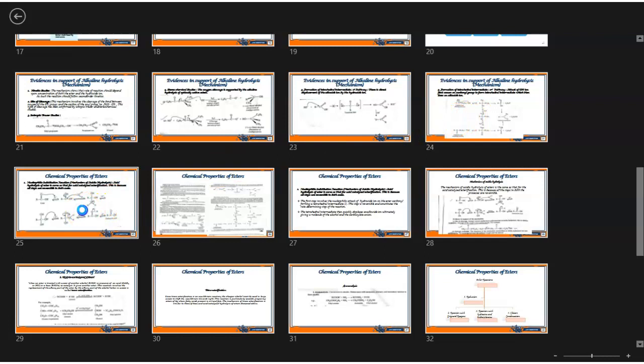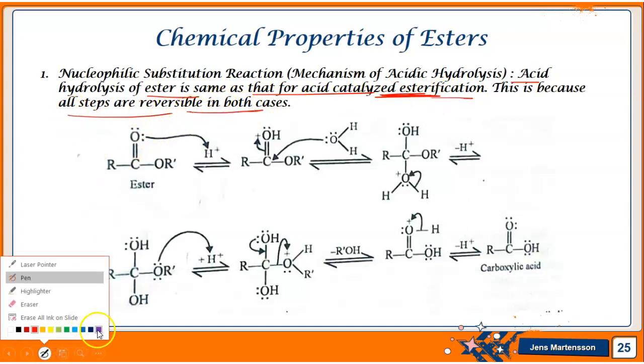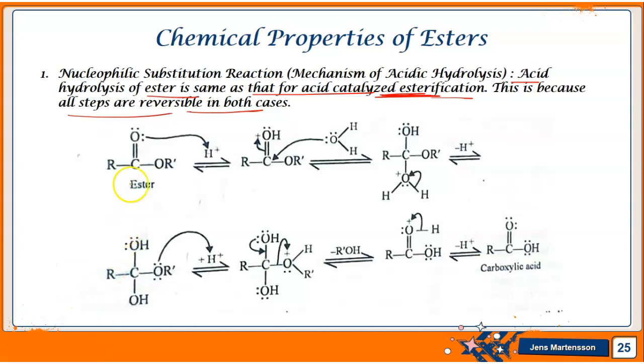Let's switch to the mechanism of acidic hydrolysis. See, acid hydrolysis of ester is exactly the same as that for acid catalyzed esterification, because all the steps are reversible in either of these cases. So let's see what is exactly happening in the mechanism over here.